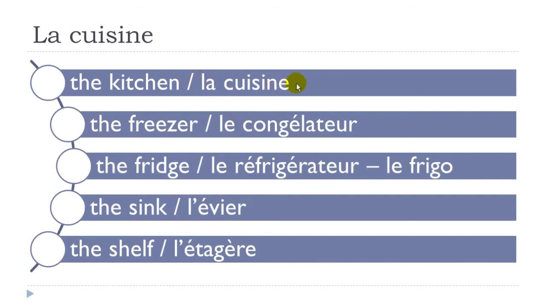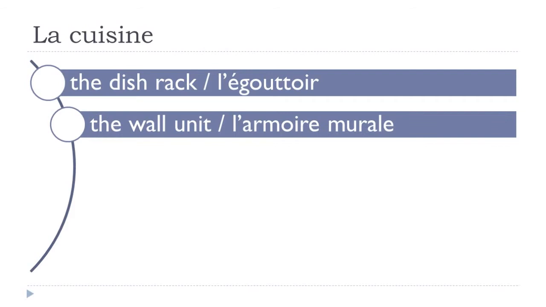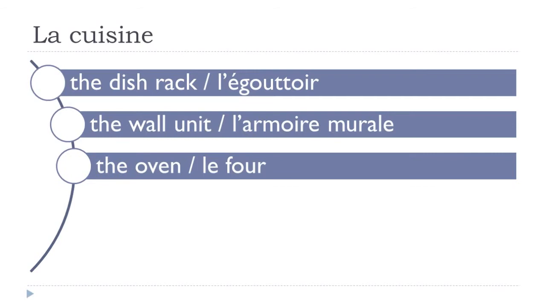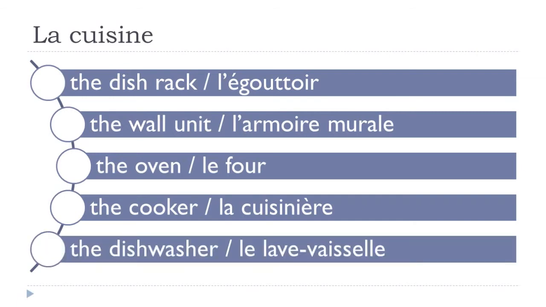La cuisine. Le congélateur. Le réfrigérateur. Le frigo. L'évier. L'étagère. L'égouttoir. L'armoire murale. Le four. La cuisinière. Le lave-vaisselle.